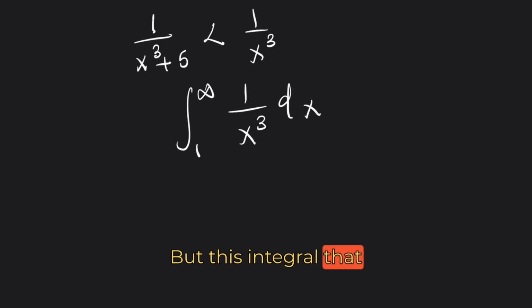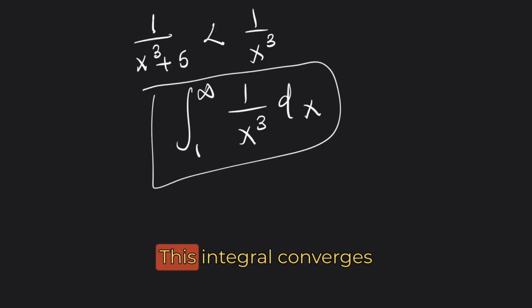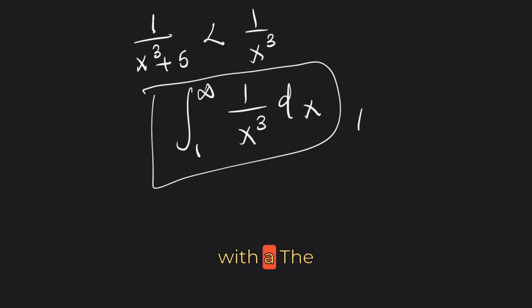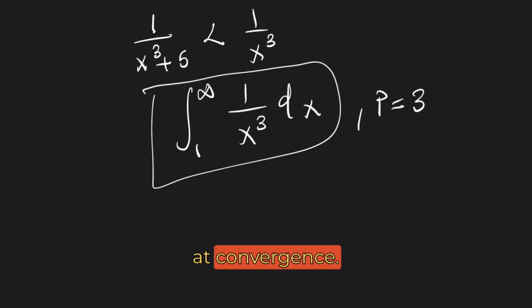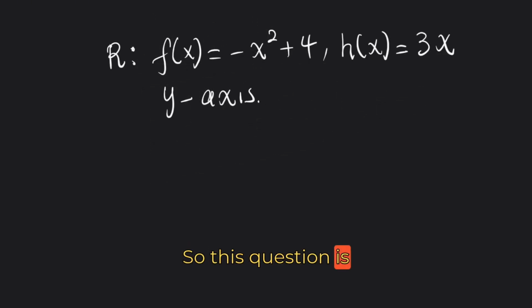But this integral that I've just written here converges because it is a p integral, with the value of p equal to 3. So if you're writing in an exam question, you can say, therefore we conclude by comparison that the integral in question also converges. So this question is about finding the area between two curves.